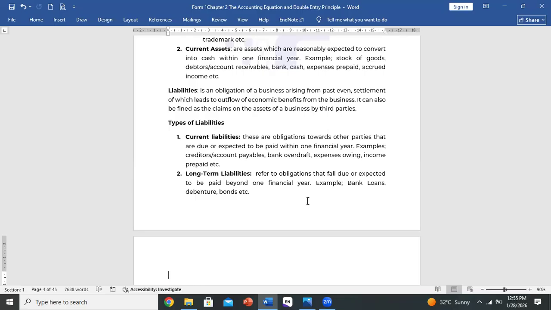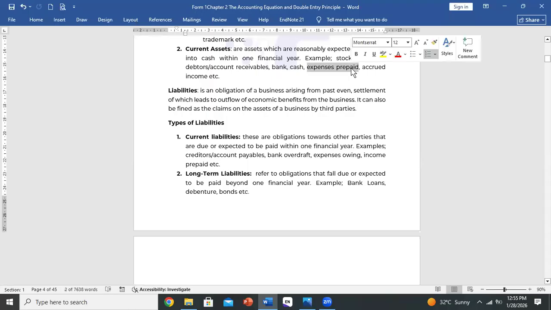Okay. You have the examples of current assets. The stock is one of them, or inventory. Debtors, which is also known as account receivables. Then you have the money you have in your bank account, the cash. And then we have expenses prepaid. Expenses prepaid. Please, do you understand this expense prepaid? Whoever understands it should share with us. Expenses prepaid.